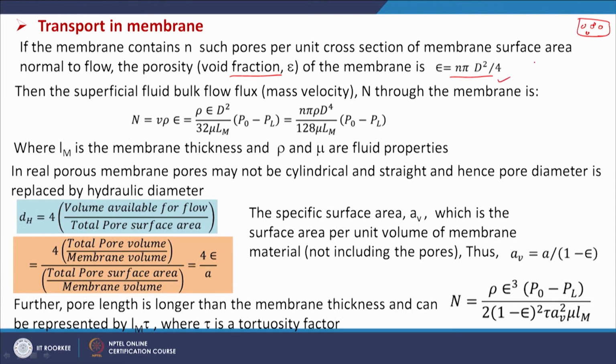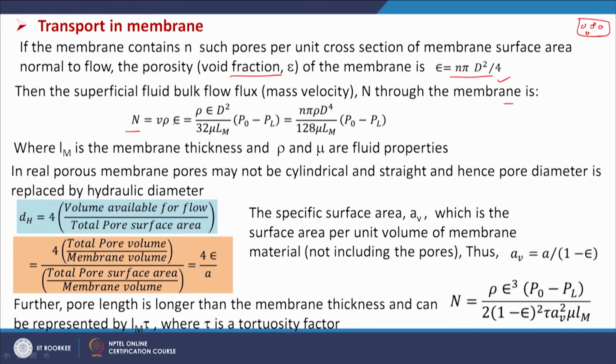Then the superficial fluid bulk mass flux N through the membrane is equal to V into rho into epsilon. We are considering unit cross section, so N is the mass flux. That is why unit cross section is considered. So, unit cross section into V into E, that is the volume for the void, into rho. That is the volume of the flux, because the water will be passing through the void space only.